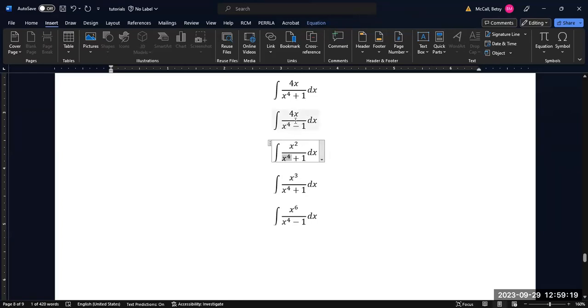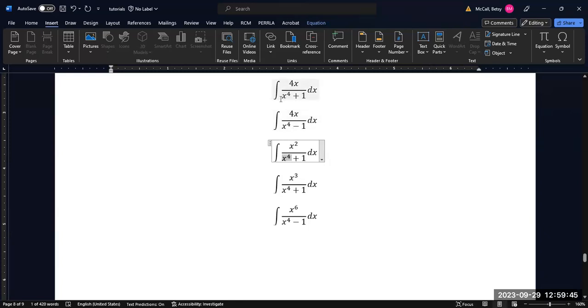For this one, again, you have a difference of squares in the denominator. The numerator is not the derivative of the denominator. This one I would probably apply partial fractions to. You don't have to do long division first, but because it is factorable and this isn't an obvious U substitution, I would probably do that.